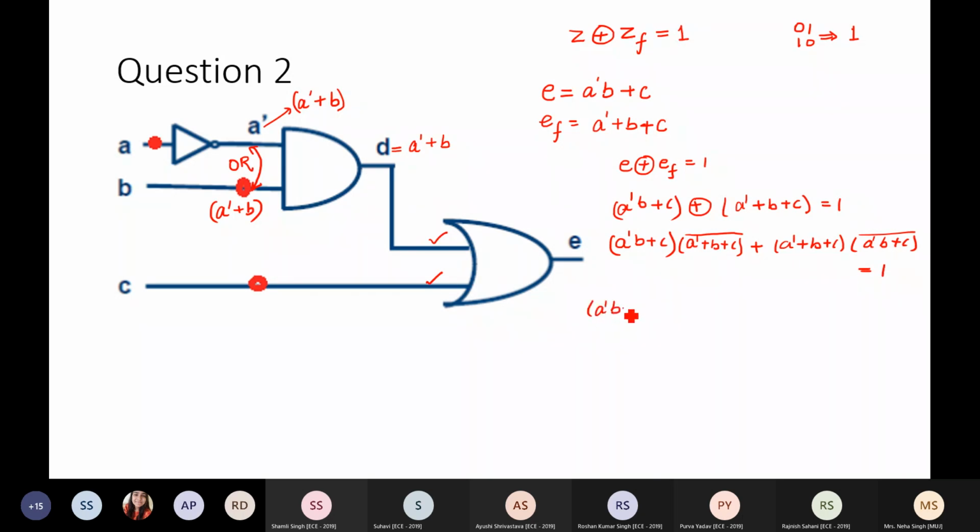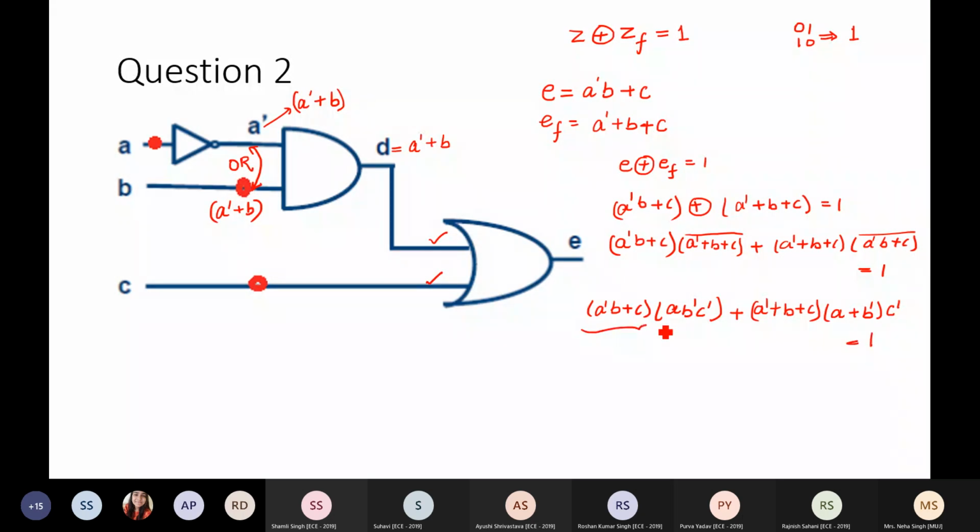This gives me (A' + B + C)' = A B' C'. The complement of this would be A B' C' plus A' plus B plus C as it is. This becomes A + B' C'.